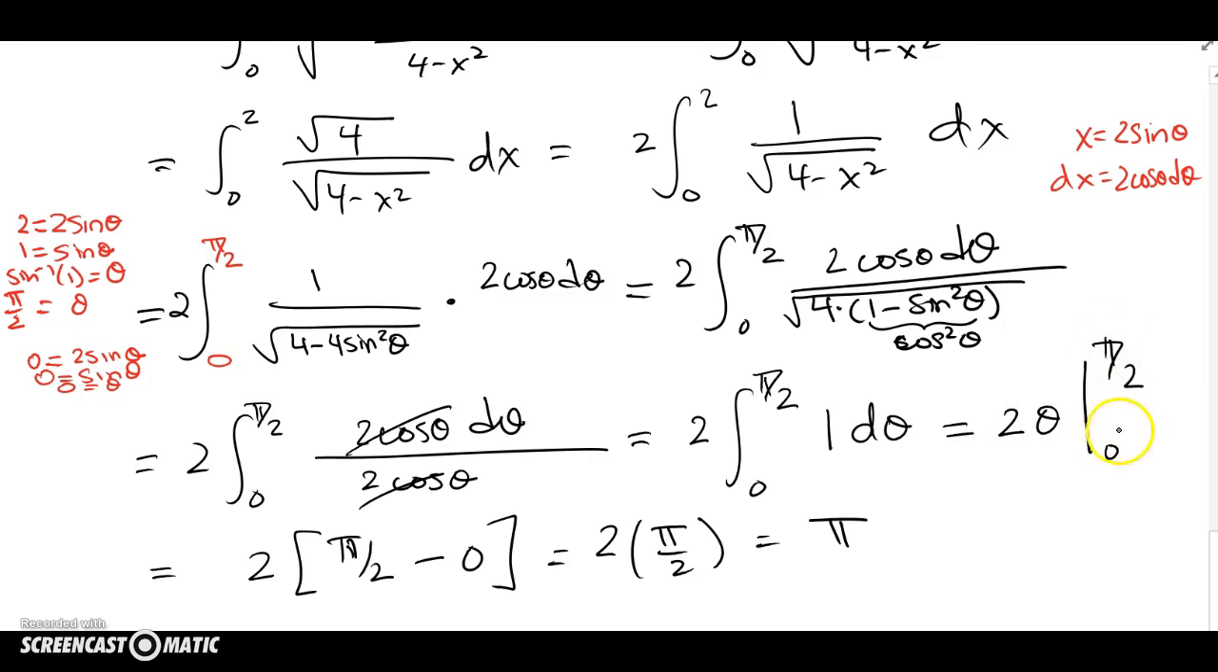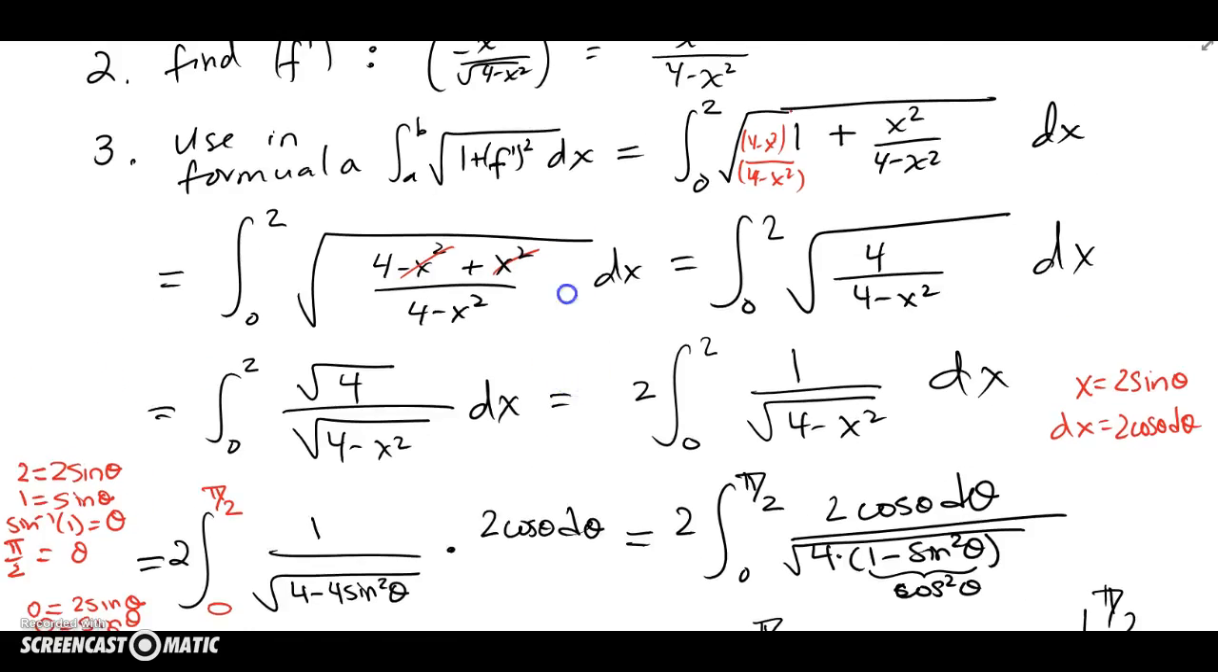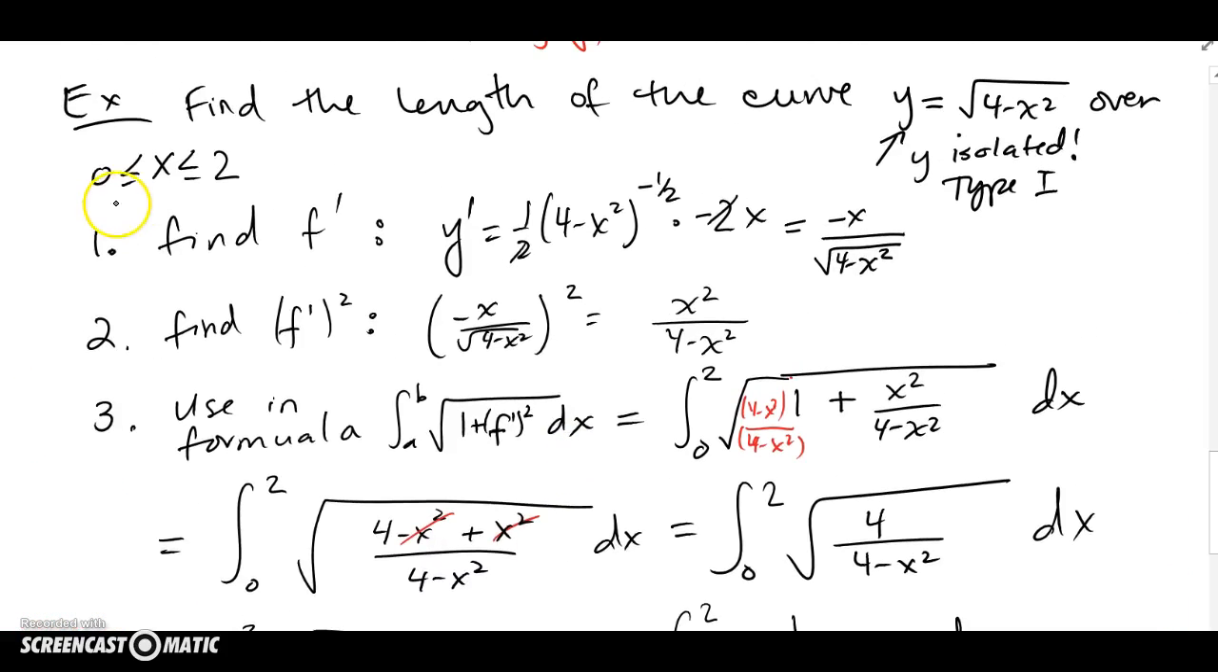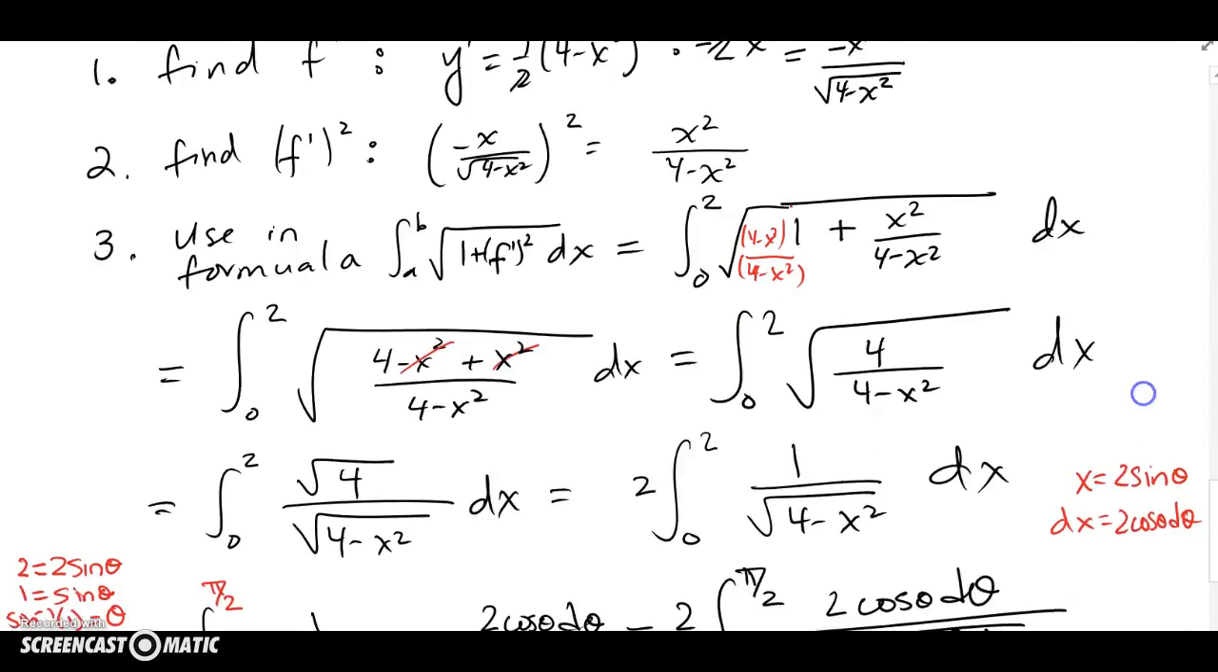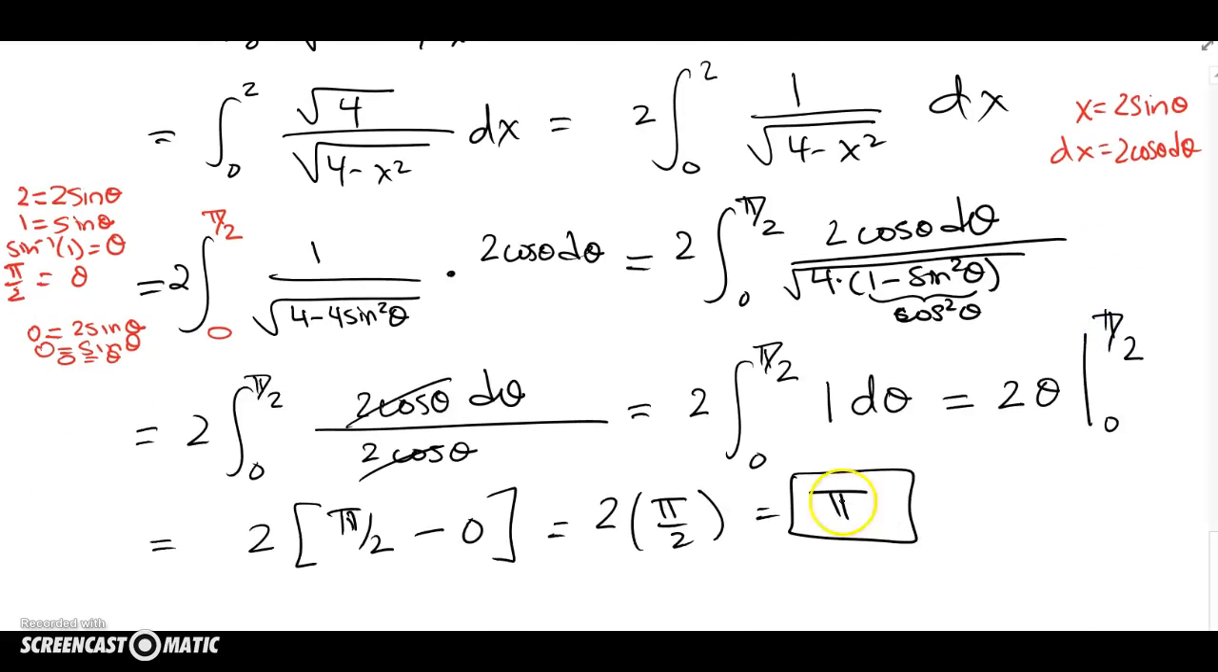I don't have to worry about changing these back to x's because I already took care of my limits of integration with my trig sub, and I changed them in terms of thetas. So after I evaluated, it looks like the arc length that I was interested in is pi, meaning between 0 and 2, that curve has a length of pi units. Now let's see if this makes sense by looking at the problem another way.